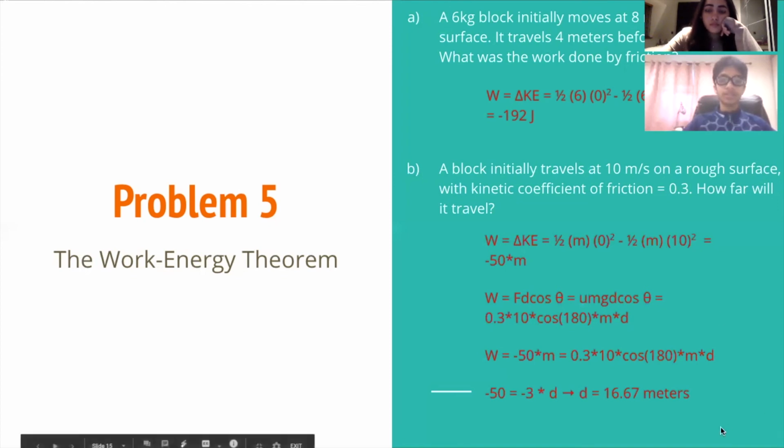We also know that work is equal to force times displacement times cosine theta. The force done by friction is mu mg, which is mu times the normal force. So if we plug in the numbers, the work is equal to 0.3, which is mu, times 10, which is g, times cosine 180, which is cosine theta, times m times d. And we want to find d. Now we can set the two works equal to each other. Minus 50 times m is work, and 0.3 times 10 times cosine 180 times m times d is also equal to work. So minus 50 is equal to minus 3 times d, and d is equal to 16.67 meters.